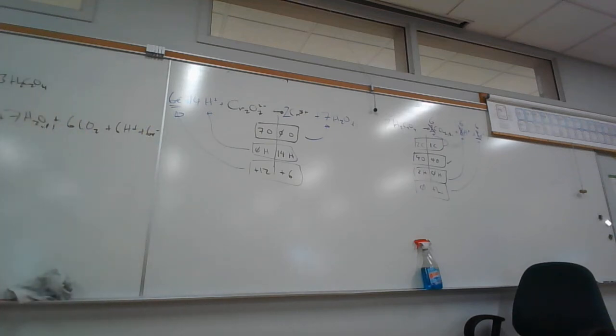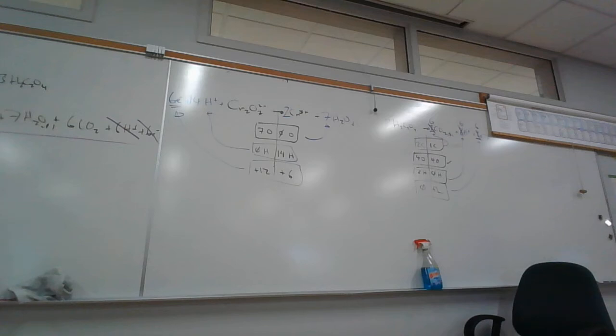Okay, now let's simplify here. The 6 electrons on the left cancel the 6 electrons on the right. We have 14H+ here, 6H+ here, so we'll get rid of 6. That gives us 8H+ here. And then that looks like it.